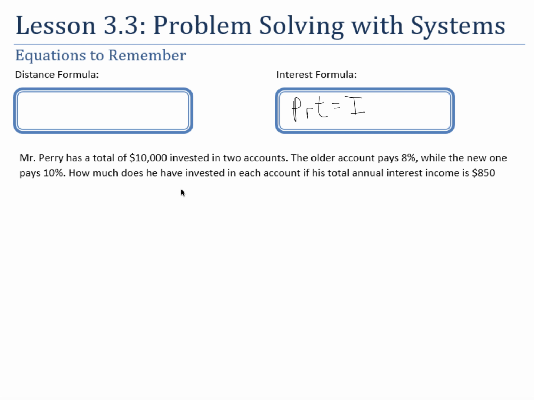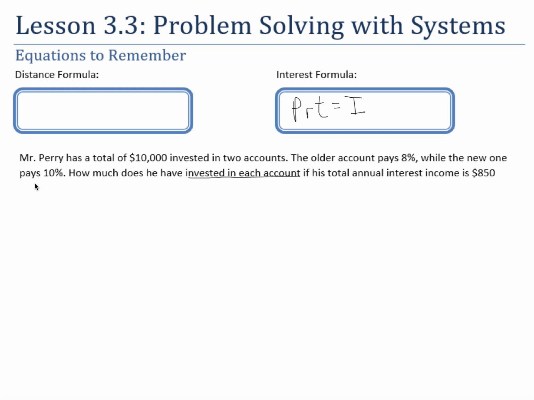As we read through this, hopefully you're picking out what the question is here. It says, how much does he have invested in each account? Those are the unknowns. We don't know how much. We know he has a total of 10,000. Is it split evenly, 5,000 one, 5,000 the other? Is it 40-60 or something like that? So that's what we're trying to find.